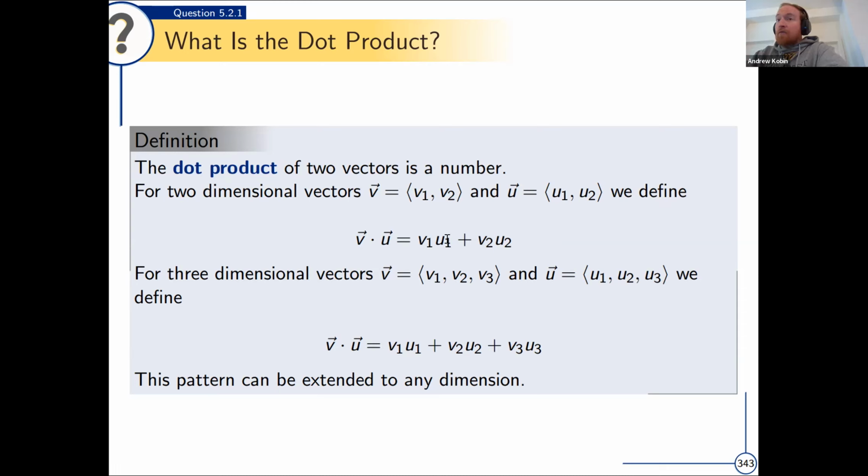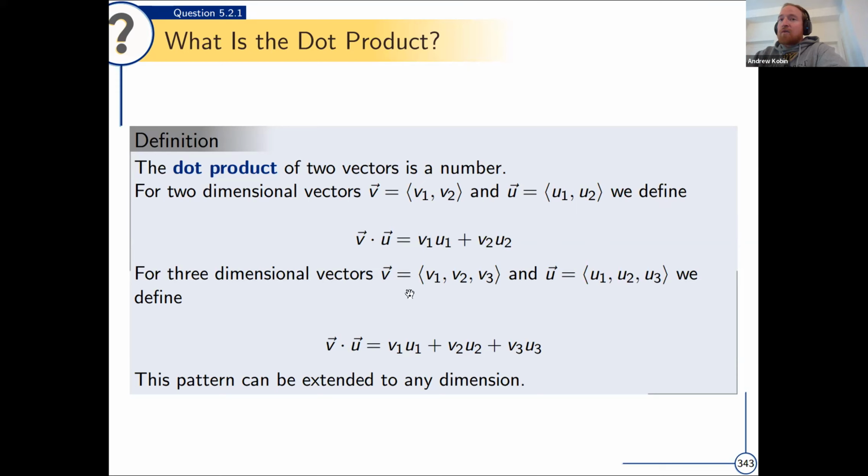The way to do this formula fast, without having to repeat v1, u1, v2, u2 every time, is to think about taking the vector u, taking its coordinates and sticking them right on top of the coordinates of v, or superimposing them, and then multiplying and adding up the result. So the way that we say this is we multiply coordinate-wise and we add along coordinates. And for three-dimensional vectors, that same procedure works exactly the same way.